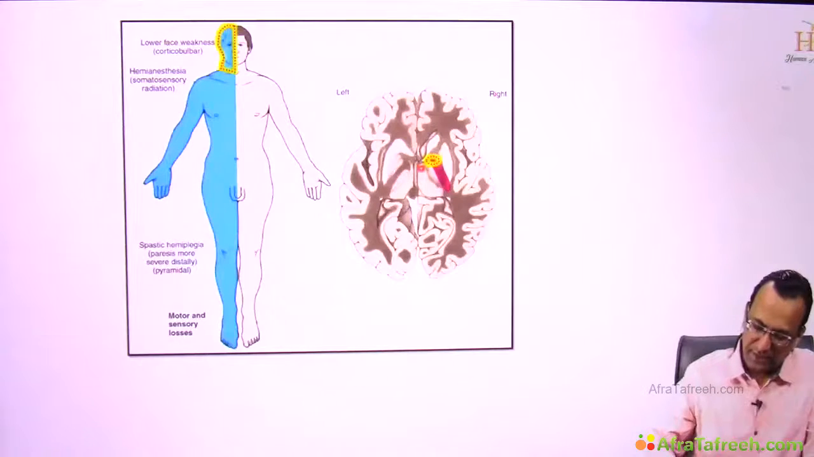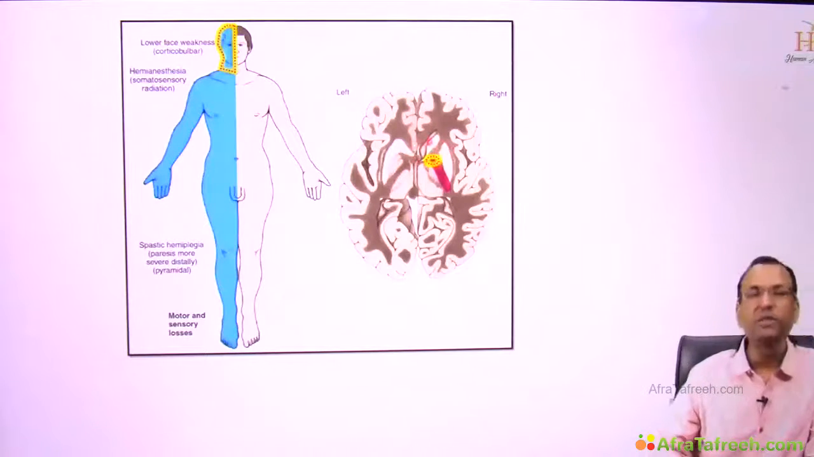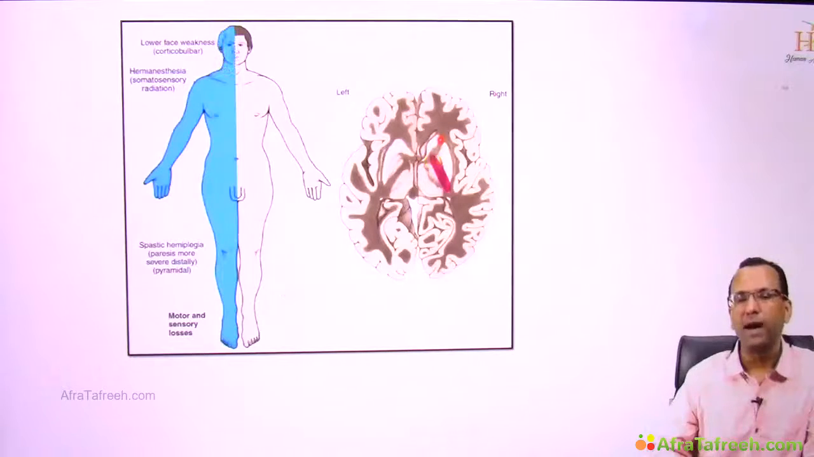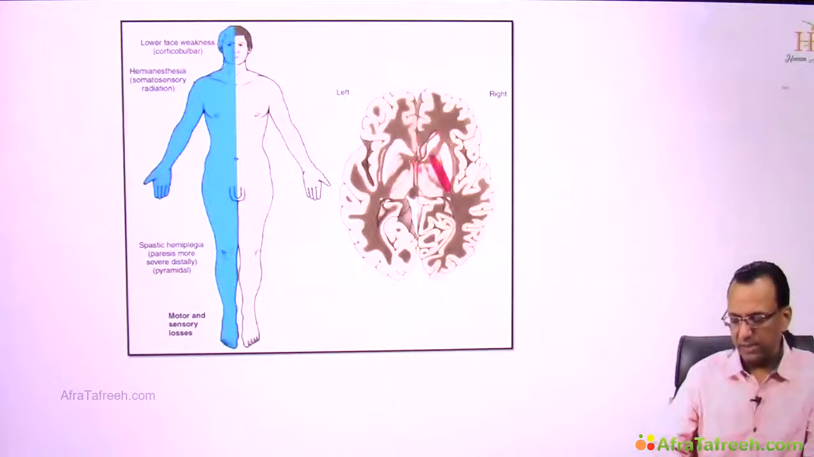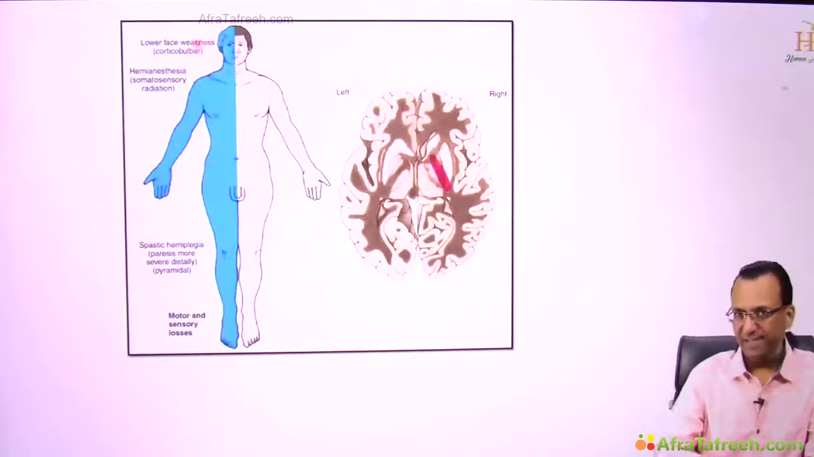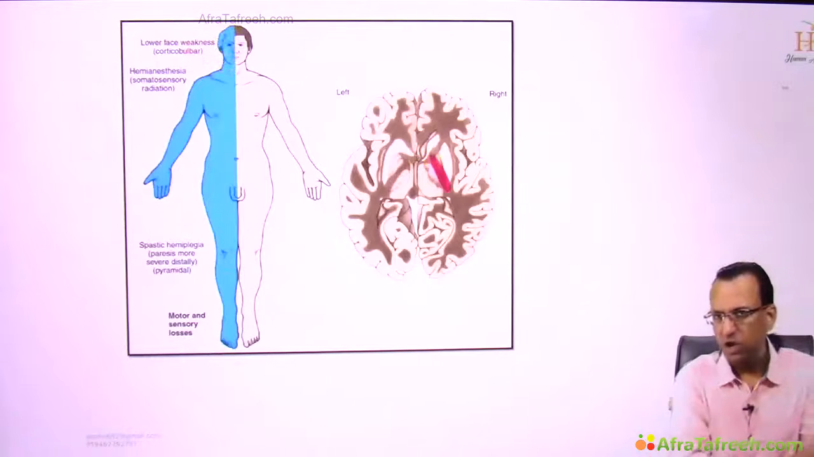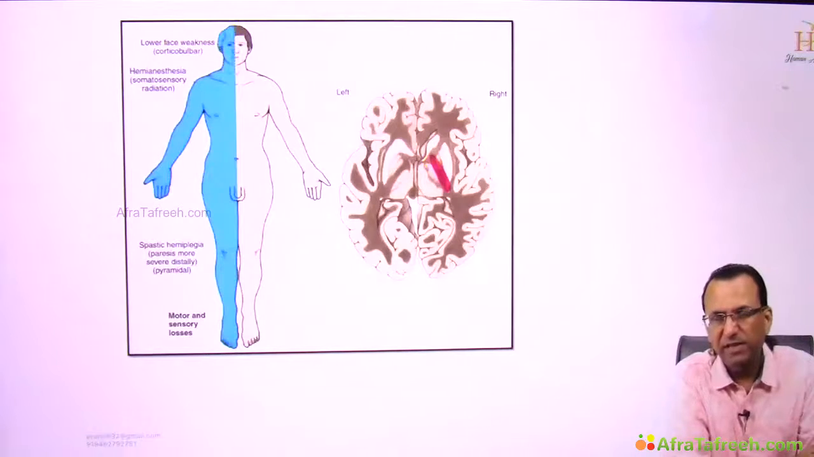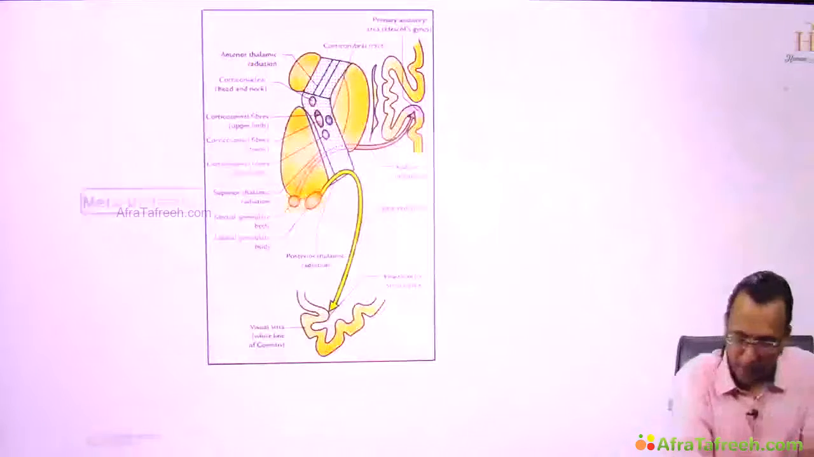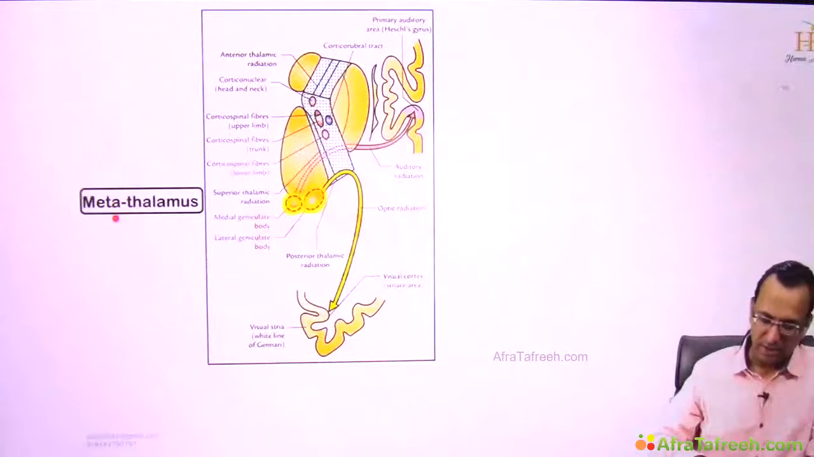Because if there is an ischemia in the genu of the internal capsule, sensory motor loss will be on the opposite side of the face. Yes. Not the body. The corticonuclear tract is compromised, you know. Face muscles, sensation will be compromised. So, keep that idea. Now, we will talk about the metathalamus.